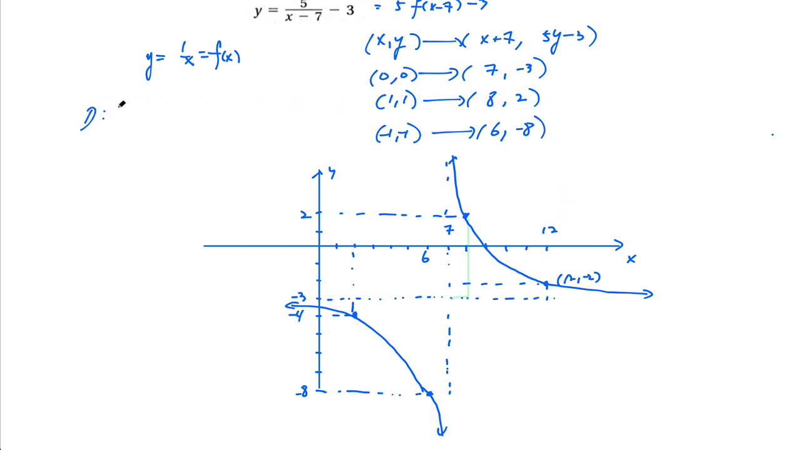So the domain is all real values. It's just x cannot be 7. And the range is all real values, y cannot be negative 3.